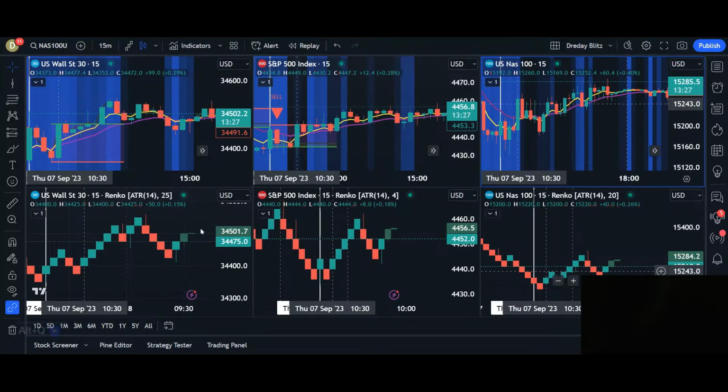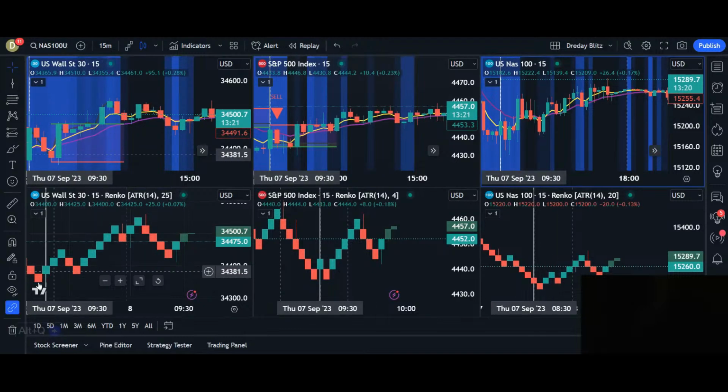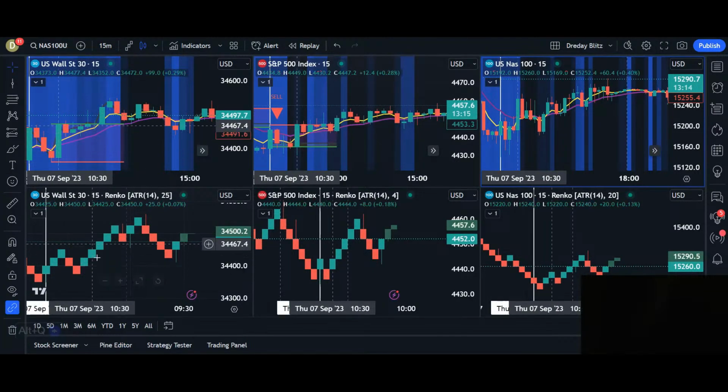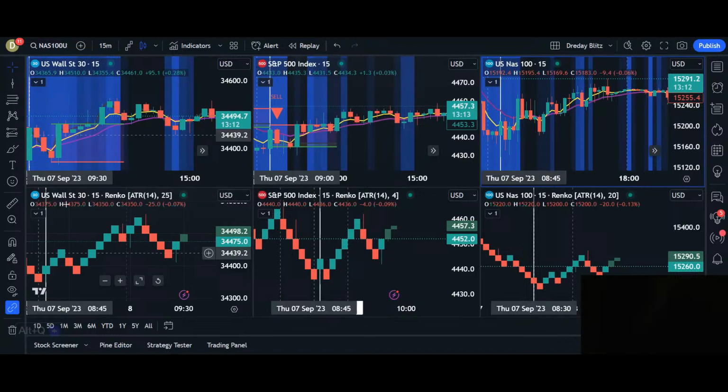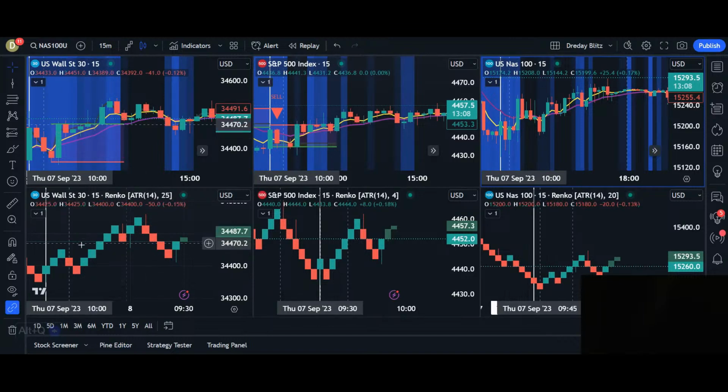The reason why I use Renkos is that they are based off of points and market movement, and it's not a time frame indicator. As long as it's going in the same direction as the candlesticks, I'm in the trade. And when I get out of the trade, it's really when there's a reversal in the market like this.